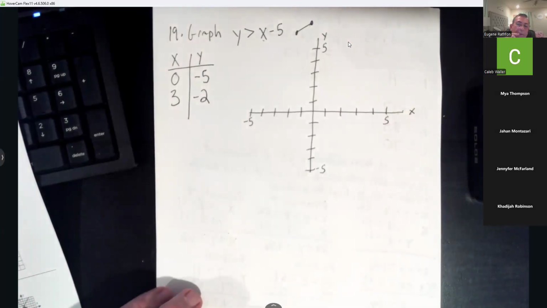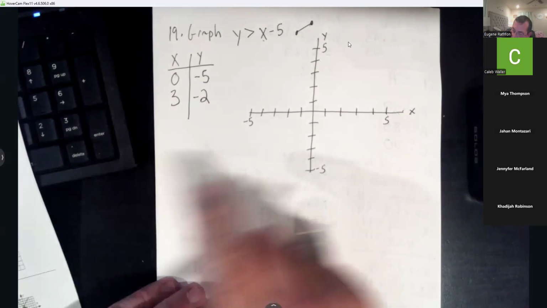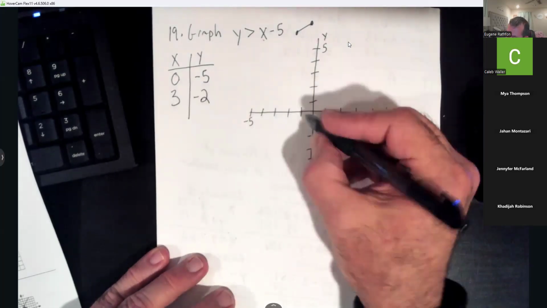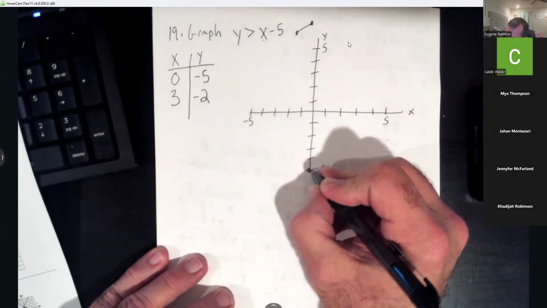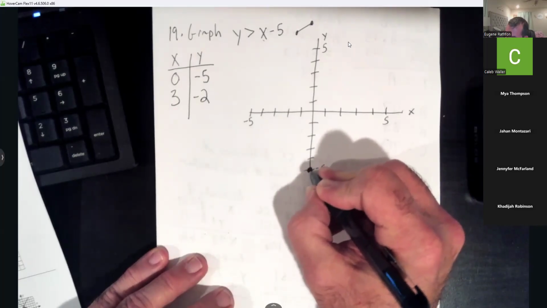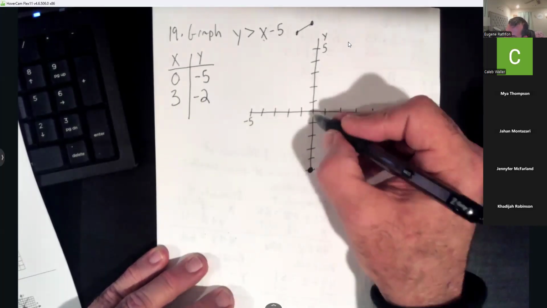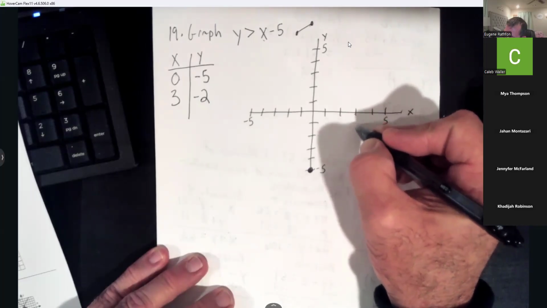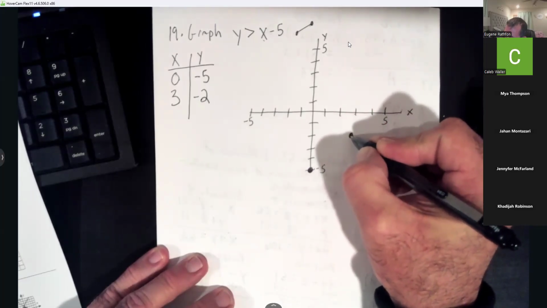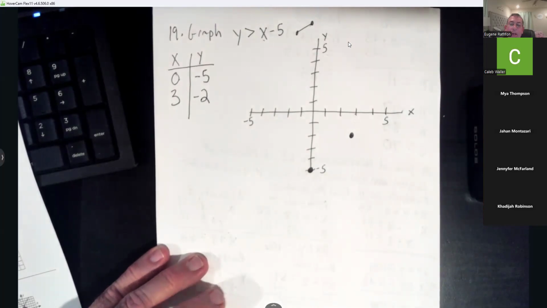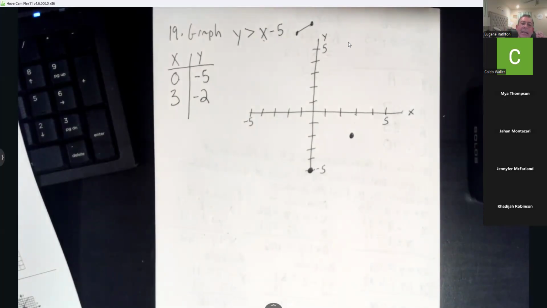All right, I got to ask y'all this. I'm going to plot these 2 points. (0, -5) is down here at -5 on the y-axis. (3, -2) will be right 3, down 2. All right, I need to know though, am I needing to use a solid line or a dashed line?